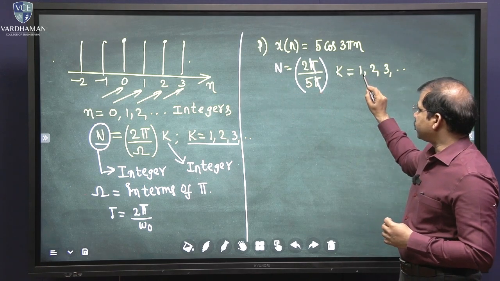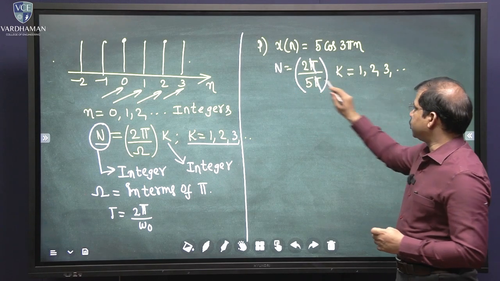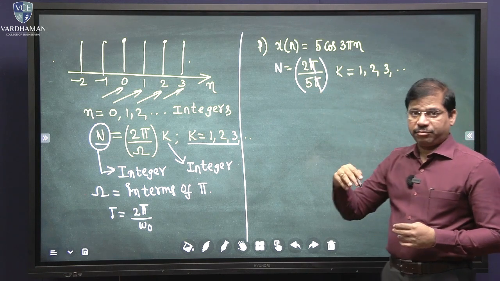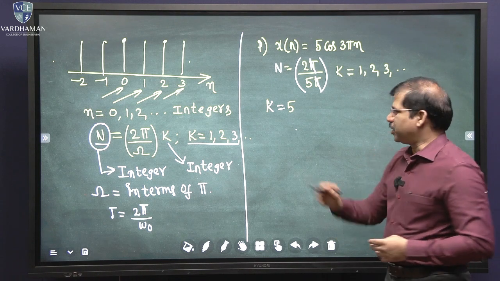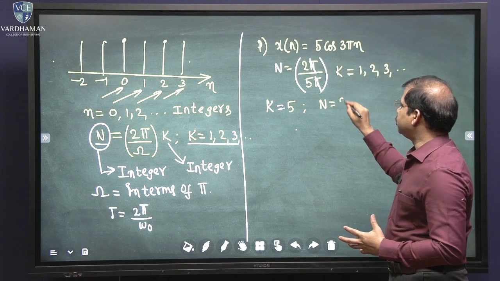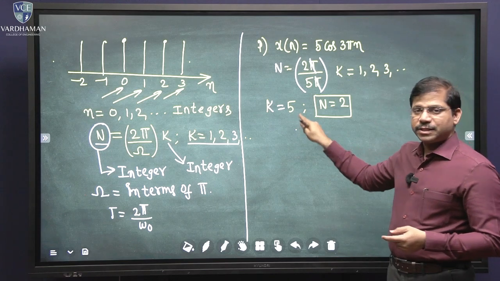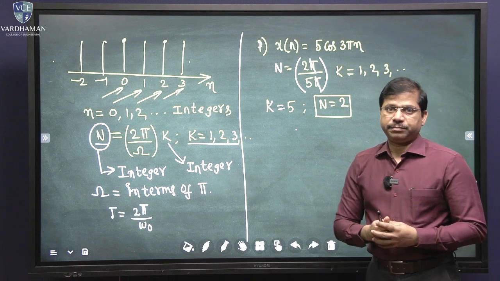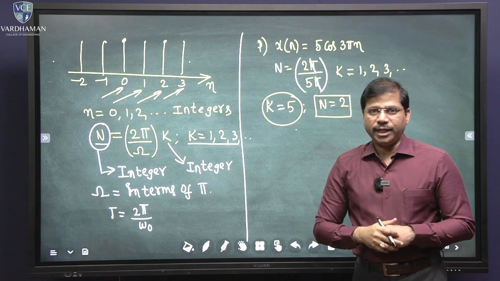That means k equals 1, you substitute, you don't get N as an integer. You get 2 by 5. k equals 2, 4 by 5. k equals 3, 6 by 5, then 8 by 5, 10 by 5. So what is the minimum value of k? 5, is it not? So when you substitute k equals 5, you will get N equals 2. So N equals 2 is the time period, and that happens at k equals 5. That means the first harmonic exists at k equals 5. I'll talk about harmonics more in the DTFS class.